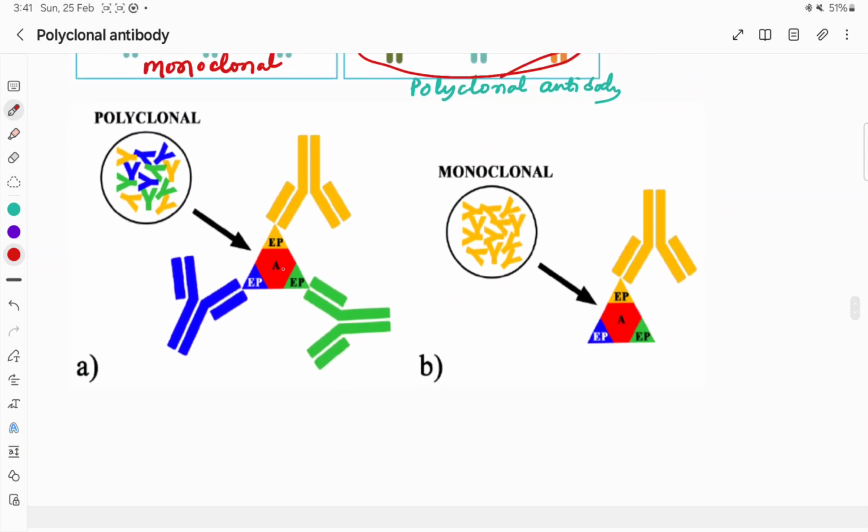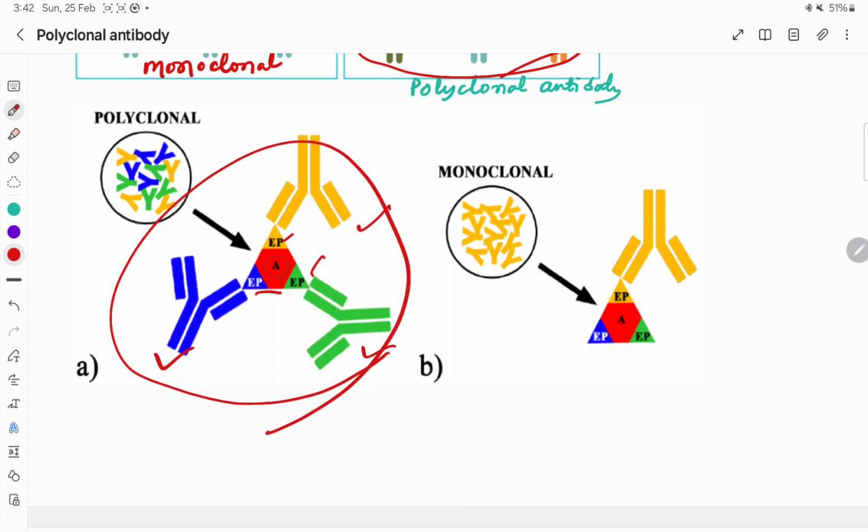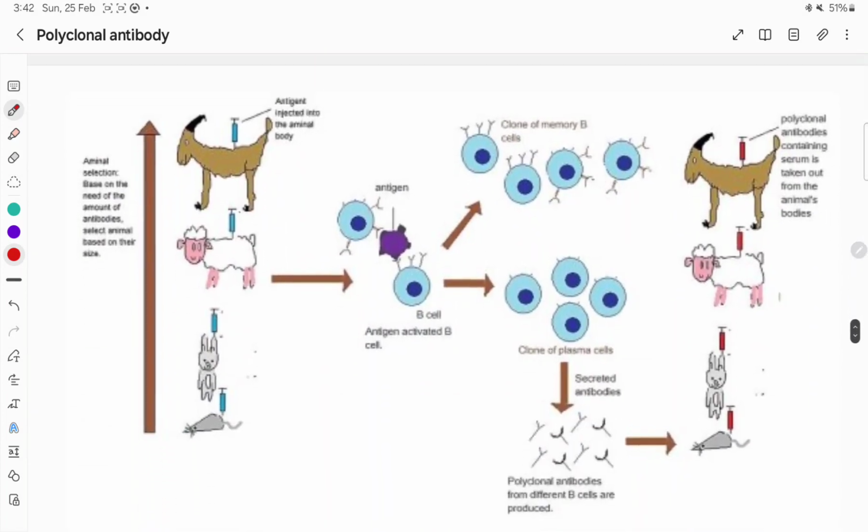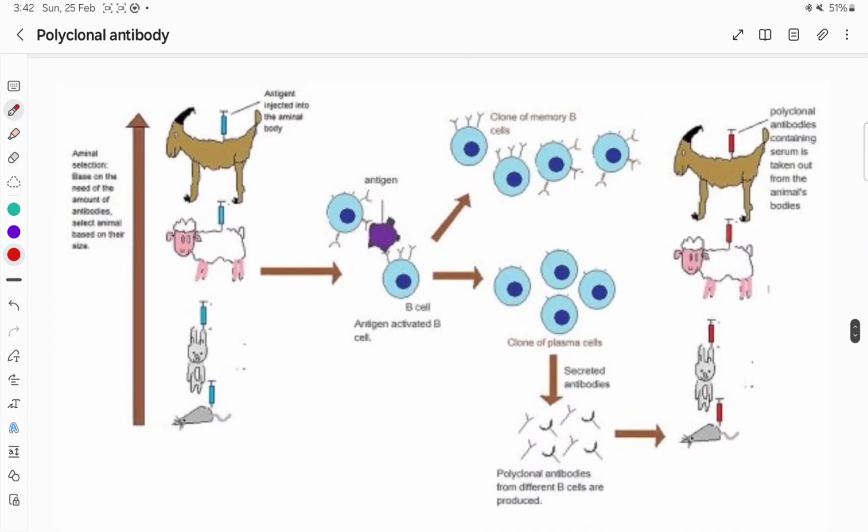You can see here, suppose this is the antigen, epitope 1, epitope 2, epitope 3. Accordingly, we have the antibodies against those epitopes, and this mixture of antibodies is called polyclonal antibodies. Whereas if we are producing antibody against only one target epitope, then this antibody will be monoclonal antibody. A number of species can be used for the production of polyclonal antibodies, say sheep, goat, rabbit, mice. So all these animals we can use.